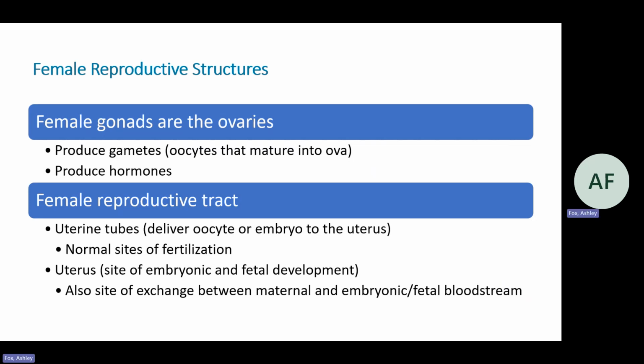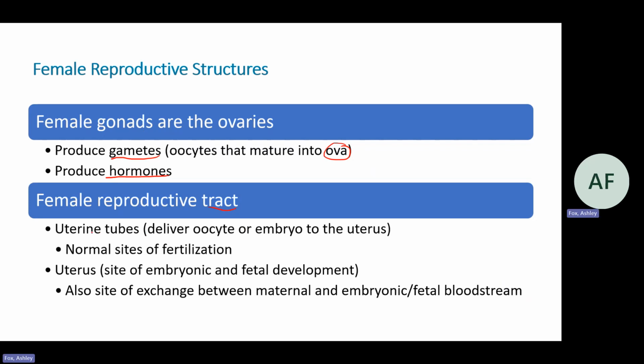So if we're looking overall at the female reproductive structures, the gonads, the ones that are making the gametes, that are going to be ovulating eggs, are the ovaries, and they also produce hormones that we'll see later on. And then we also have the female reproductive tract. So these are the tubes, basically.